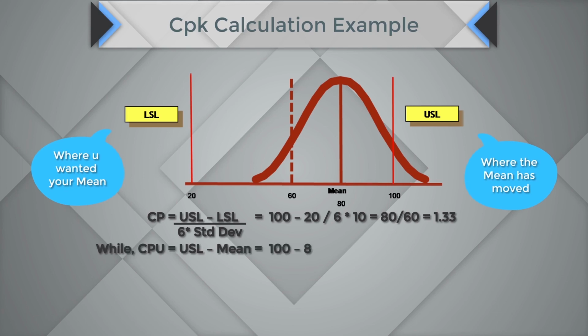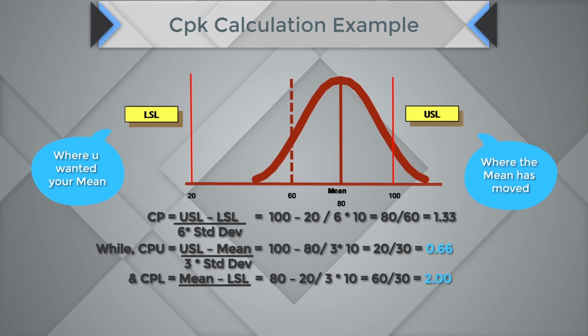To calculate my CPK, I shall need to calculate my CPU and CPL. CPU will be equal to upper specification limit minus the mean upon 3 standard deviation, which is 100 minus 80 upon 30, which is 2 by 3 or 0.66. While my CPL will be equal to mean minus the LSL, or 80 minus 20 upon 3 times 10. So 60 divided by 30, which is 2.